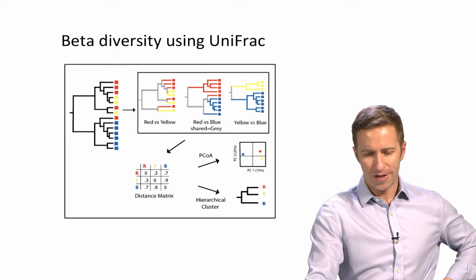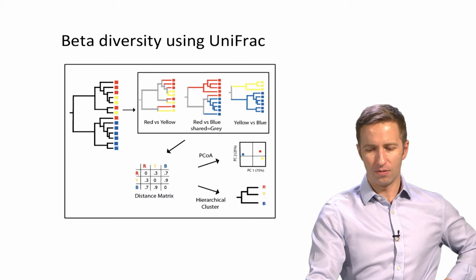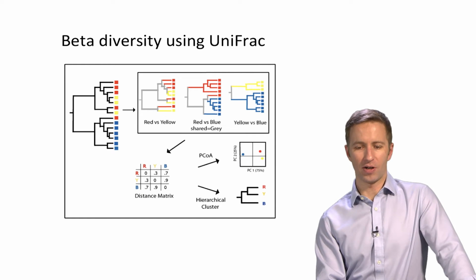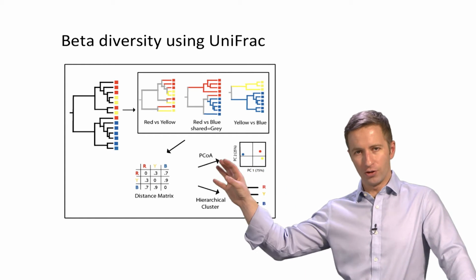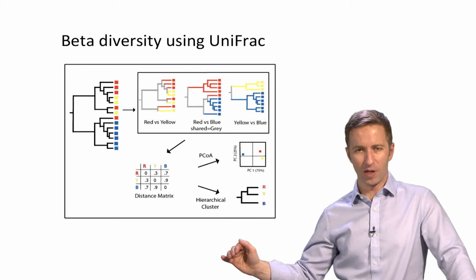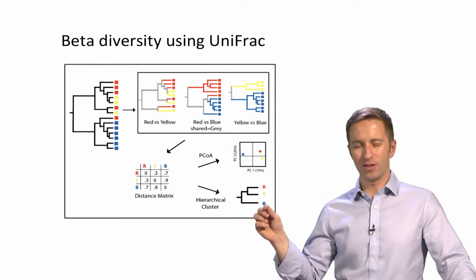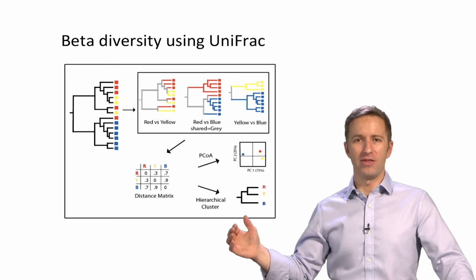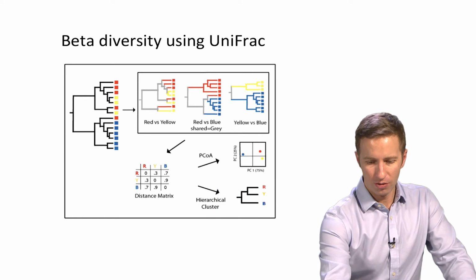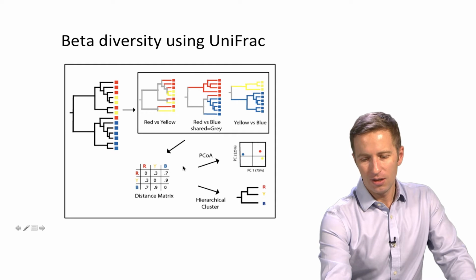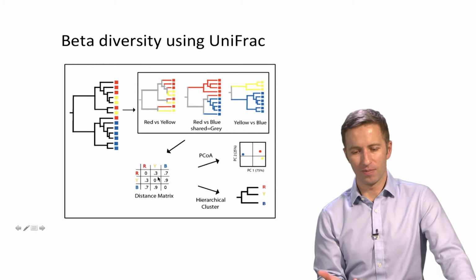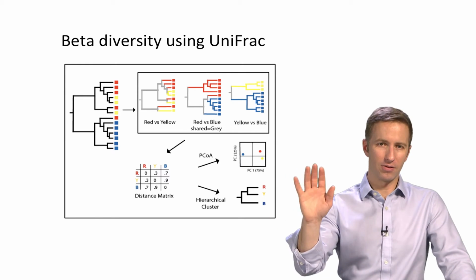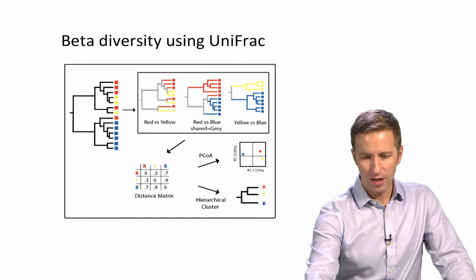UniFrac is just one of the many distance metrics that's in QIIME. And so we'll use it typically as part of this approach where you start with the full tree that contains all of the bugs from all the samples. You use it to calculate the UniFrac distance between every pair of samples in your data set. That gives you a distance matrix, which is shown here. Then you can do lots of things with the distance matrix, but the most common one is the principal coordinates analysis that we talked about that will then allow you to visualize those distances in 2 or 3 dimensions.